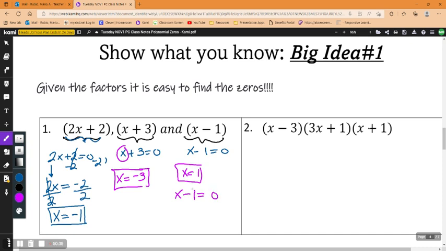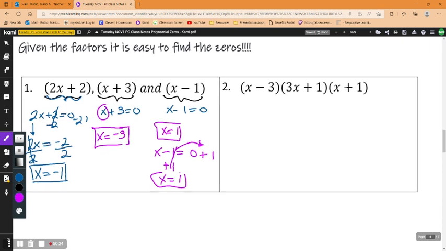I want to get rid of this negative 1 and bring it to the other side, and I do that by adding 1 to both sides. Those cancel, and I have x equals 1. See how I get that two different ways? You do it the way that works best for you.